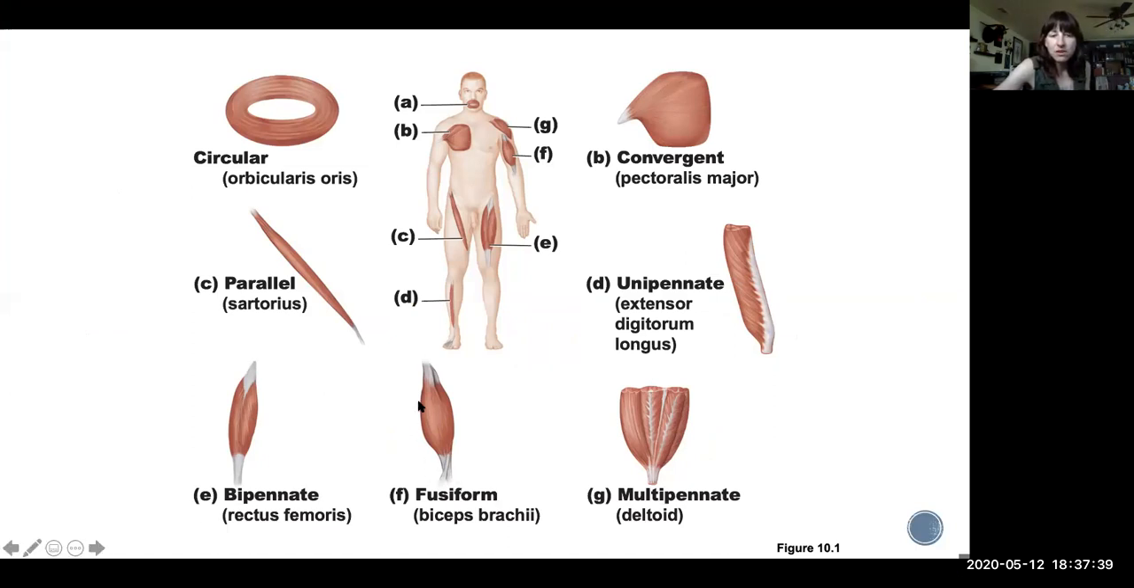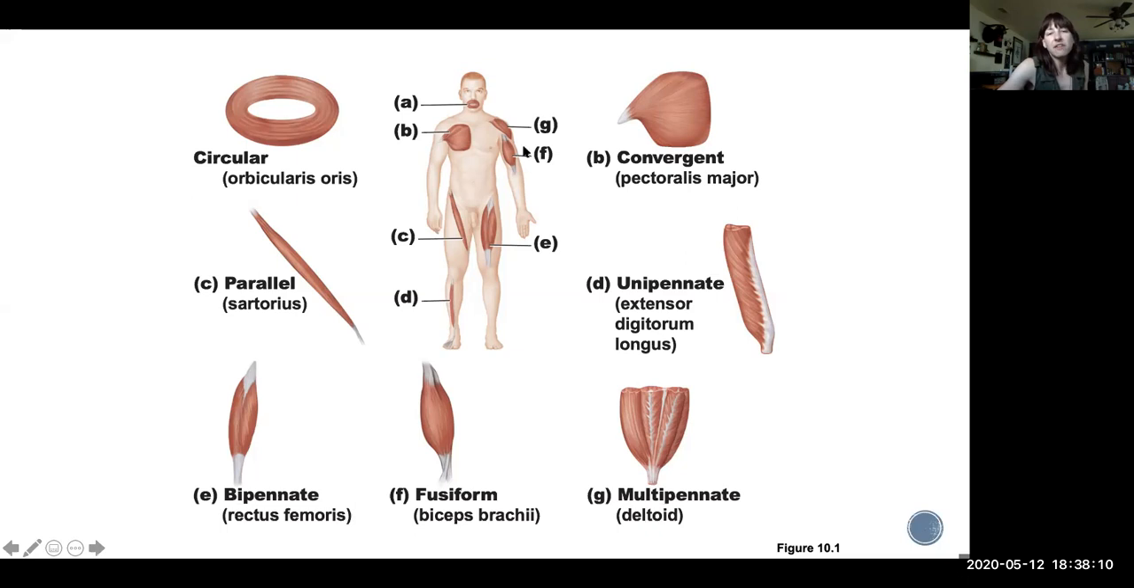Fusiform muscles are... what is the word for like muscle cell, or not muscle cells, smooth muscle cells? There's a really interesting word they used for that. It was like sort of like a blimp shape, but pointed at both ends and fat in the middle. Or multipennate, which your deltoid is. So you've got multiple feather arrangements coming and joining at a point.